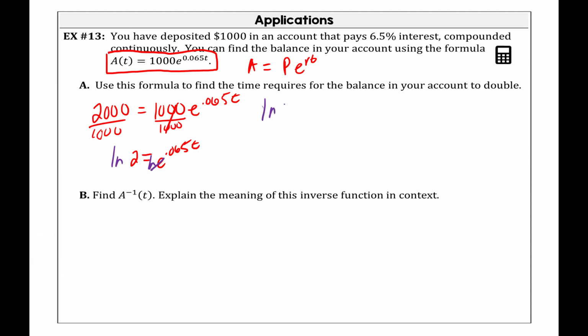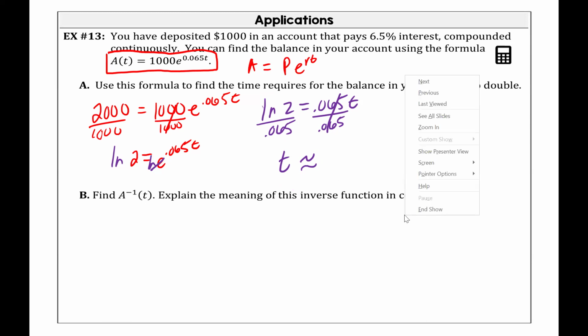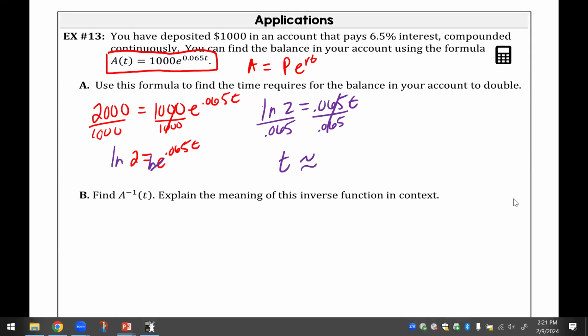And we're left with natural log of 2 equals 0.065t. t is almost by itself. What do I do to get t by itself? Divide. So now we're going to find out what t is approximately. We go to our handy dandy calculator and we're going to type in the natural log of 2 divided by 0.065.